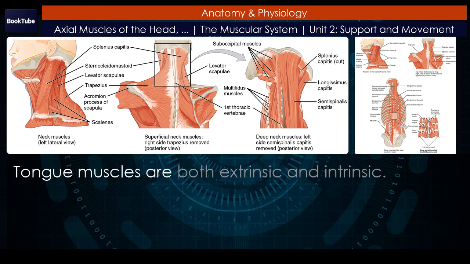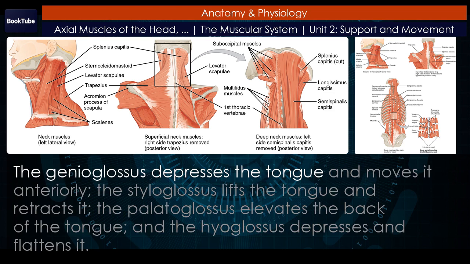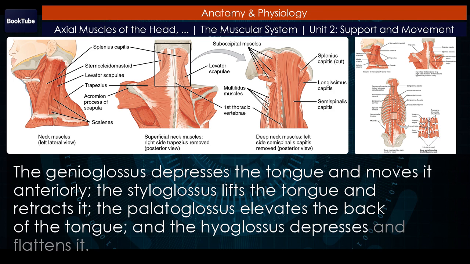Tongue muscles are both extrinsic and intrinsic. The genioglossus depresses the tongue and moves it anteriorly. The styloglossus lifts the tongue and retracts it. The palatoglossus elevates the back of the tongue, and the hyoglossus depresses and flattens it.